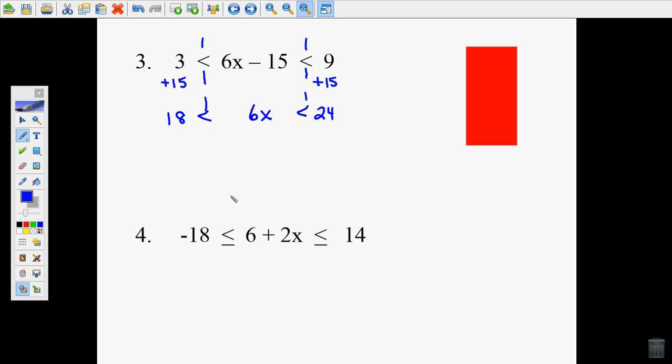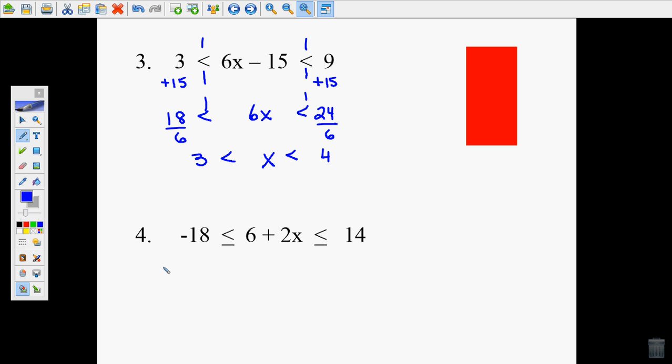Okay, then what would you do? Well, you would divide by 6. So divide by 6, divide by 6. The x comes down. 24 divided by 6 is 4. 18 divided by 6 is 3. So 3 is less than x. x is less than 4. And so that would be the answer to this compound inequality.